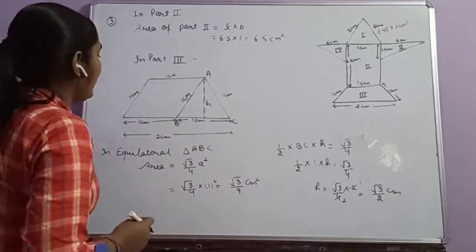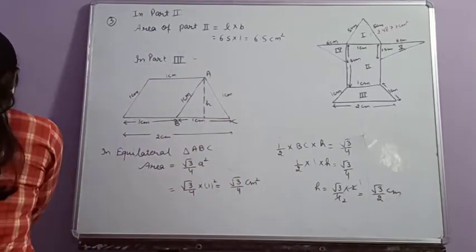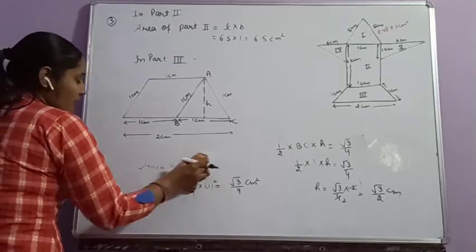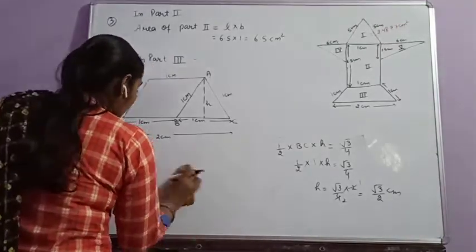Okay, and we know that the area of a trapezium is equal to 1 by 2 into the sum of parallel sides multiply with height.